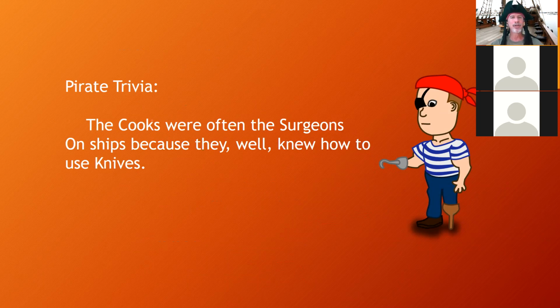Trivia. The cooks were usually the surgeons on ships because they knew how to use knives. They're the ones that did all the amputations. What amazes me, during that time when they didn't have any antibiotics and infection was a problem, is the number of people on those ships that actually survived with amputations after having their limbs cut off. It's amazing. I wonder what secrets they knew that we don't know today.